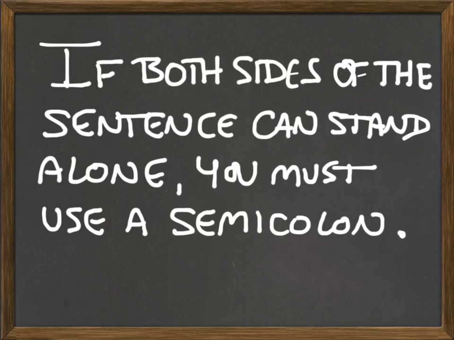If both sides of the sentence can stand alone, you must use a semicolon. The best way to proofread for this is to go through and check all your commas. Let's do that with this sentence. We have one comma right here. So what we need to look at is the first half of the sentence before the comma and the second half of the sentence that's after the comma, and see if both of those are independent clauses.